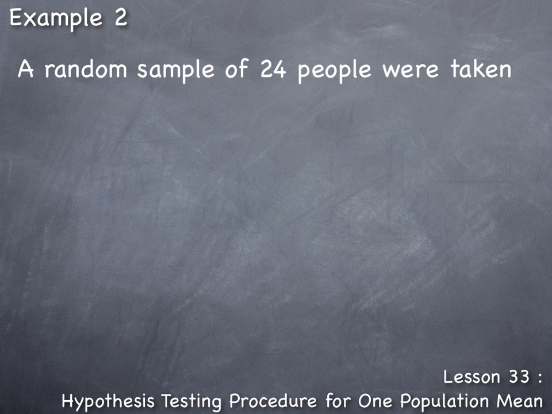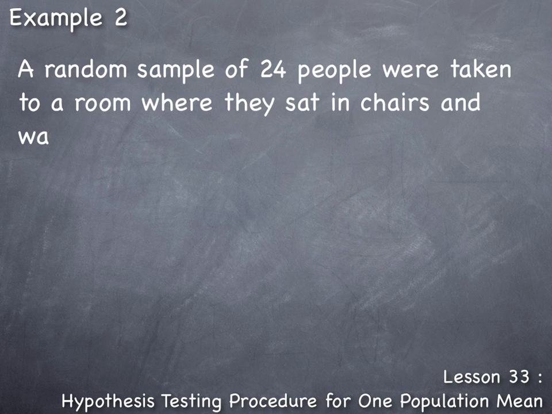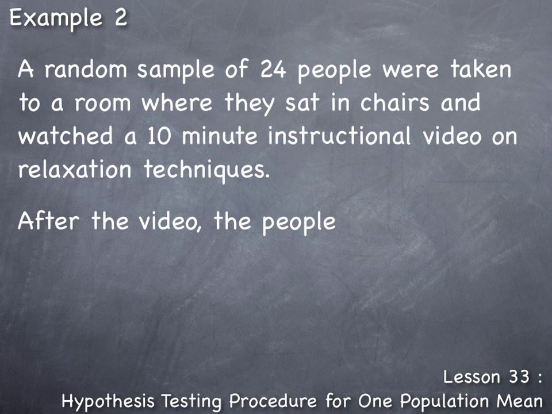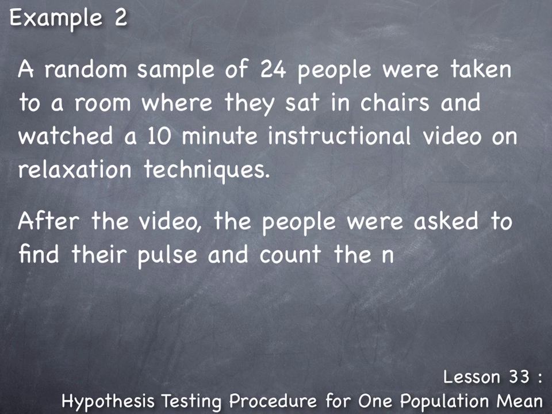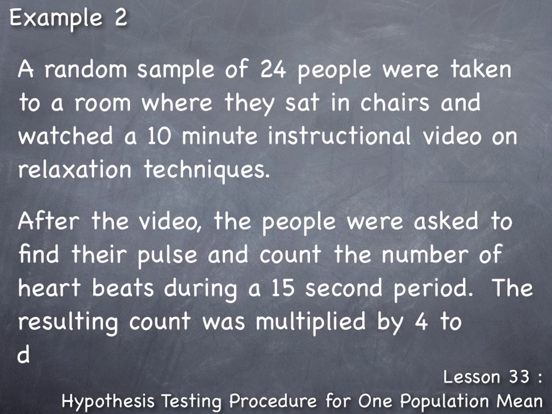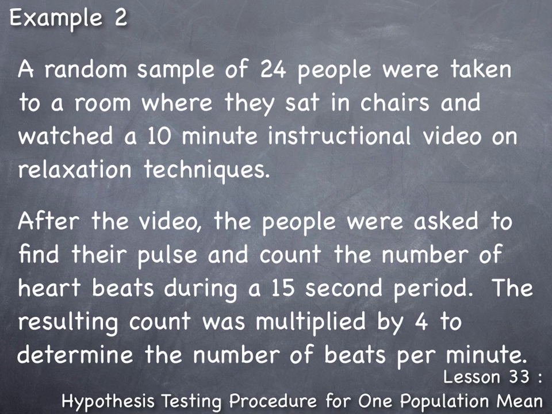A random sample of 24 people were taken to a room where they sat in chairs and watched a 10-minute instructional video on relaxation techniques. After the video, the people were asked to find their pulse and count the number of heartbeats during a 15-second period. The resulting count was multiplied by 4 to determine the number of beats per minute. Here we're told that we have a random sample of 24 people, thus giving us the sample size n equals 24.